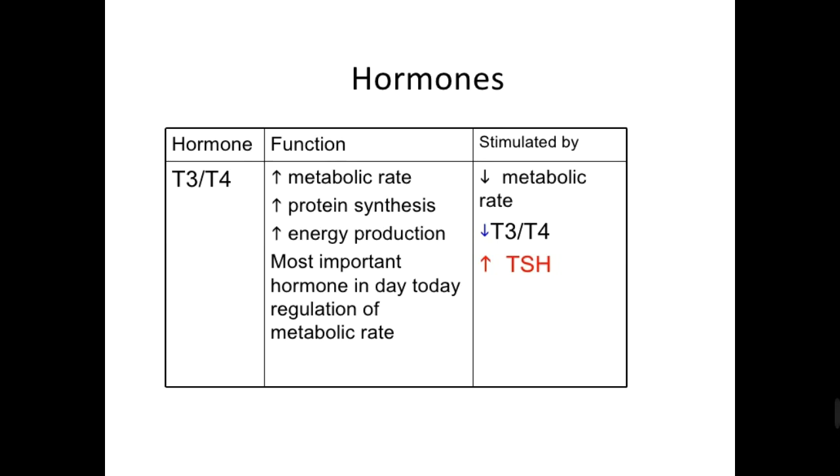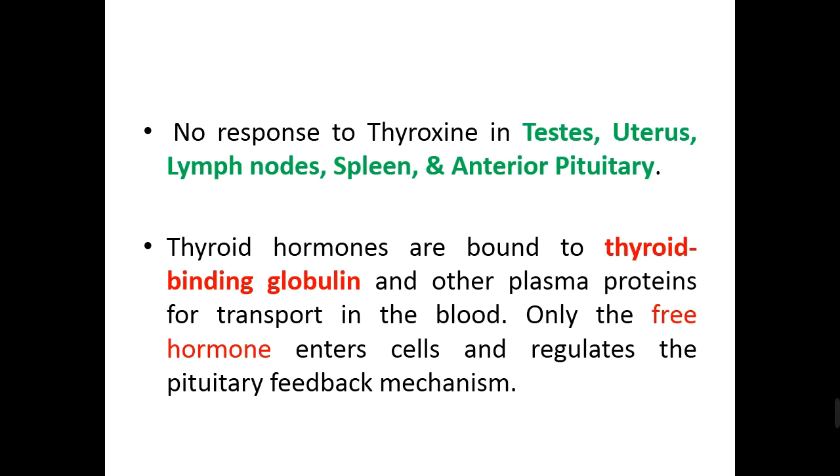Comparison between the two hormones about the function and the stimulation. No response to thyroxine occurs in the testes, uterus, lymph nodes, spleen, and anterior pituitary gland. Otherwise, all cells in the body are under the control of thyroid hormone.